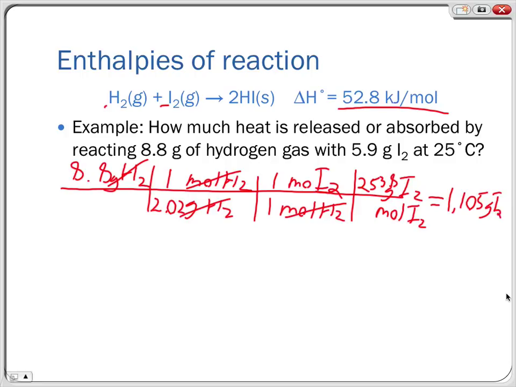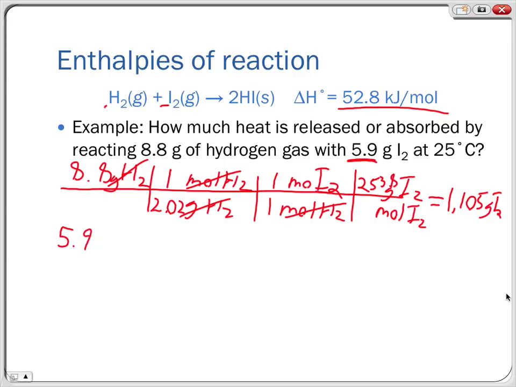So to use up 8.8 grams of hydrogen gas, we need over a kilogram of iodine. Do we have over a kilogram? No, it's 5.9 grams. And so as a result, we're definitely going to run out of iodine first. Iodine's our limiting reagent. And so we do have to find our limiting reagent on doing these reactions, same as we would in any other stoich problem.